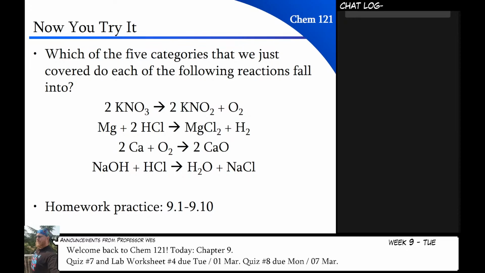Combustion in particular can apply to something, and then it is also whatever else it might be. So go ahead and do that. I'm going to give you about 4 minutes to go over these 4 problems and categorize them.